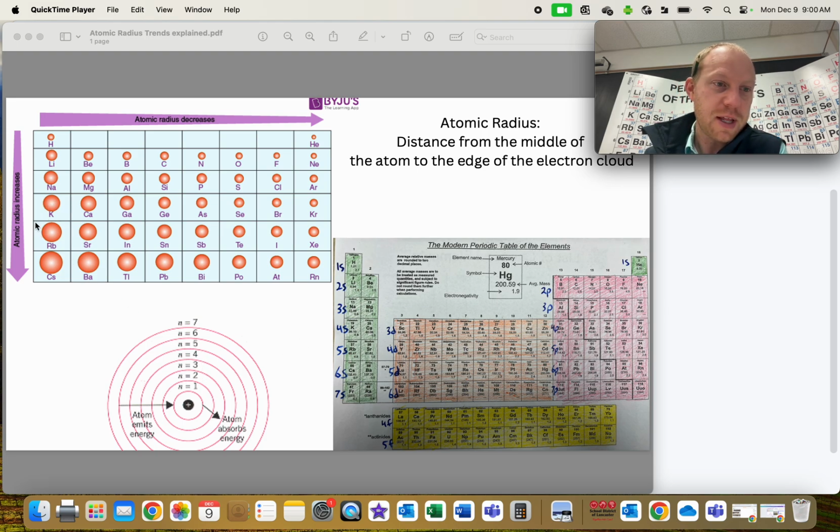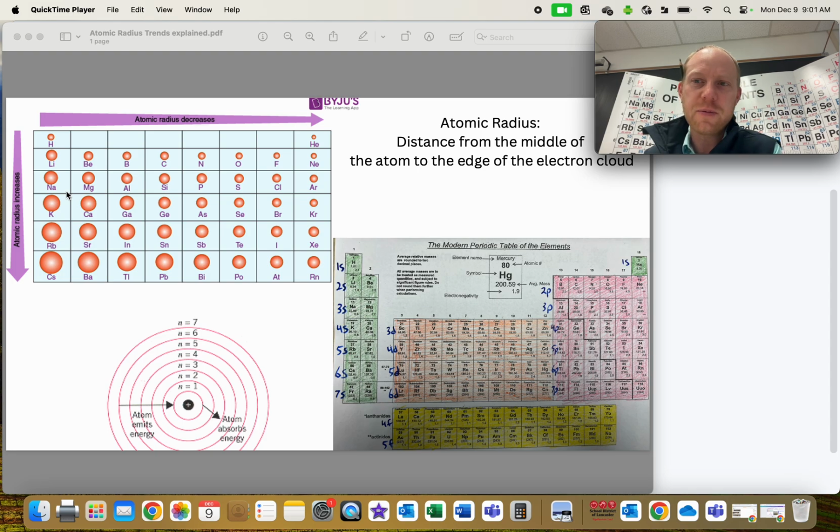So you can see that the atomic radius increases as you go from top to bottom. Okay, that's because as you go from top to bottom, you're adding shell 1, shell 2, shell 3, shell 4, shell 5. Okay, that's why we're increasing in size and atomic radius as we move from top to bottom.